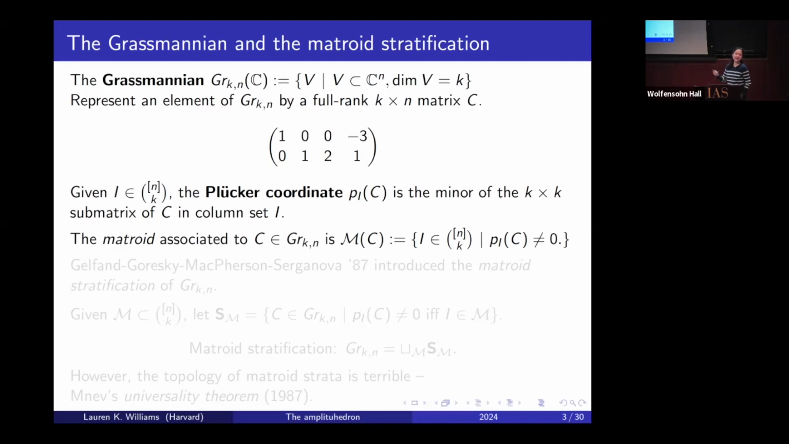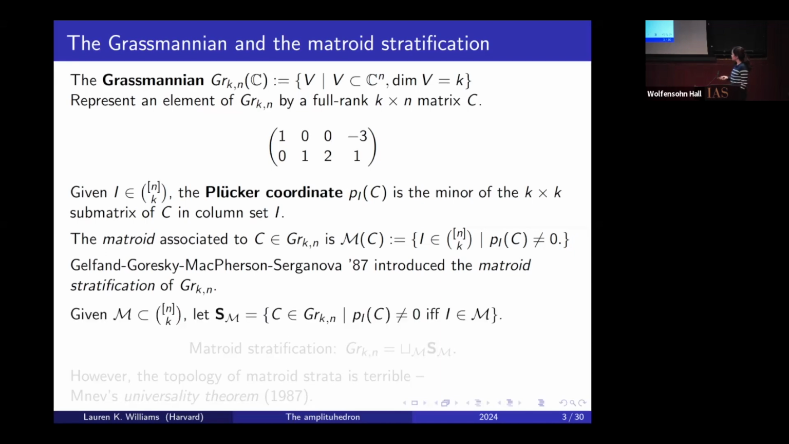Another way to say that is our matrix gives us a list of column vectors, and we're just going to record the data of which collections are linearly independent or not. Gelfand, Goresky, MacPherson, and Serganova introduced the matroid stratification of the Grassmannian, which is defined as follows.